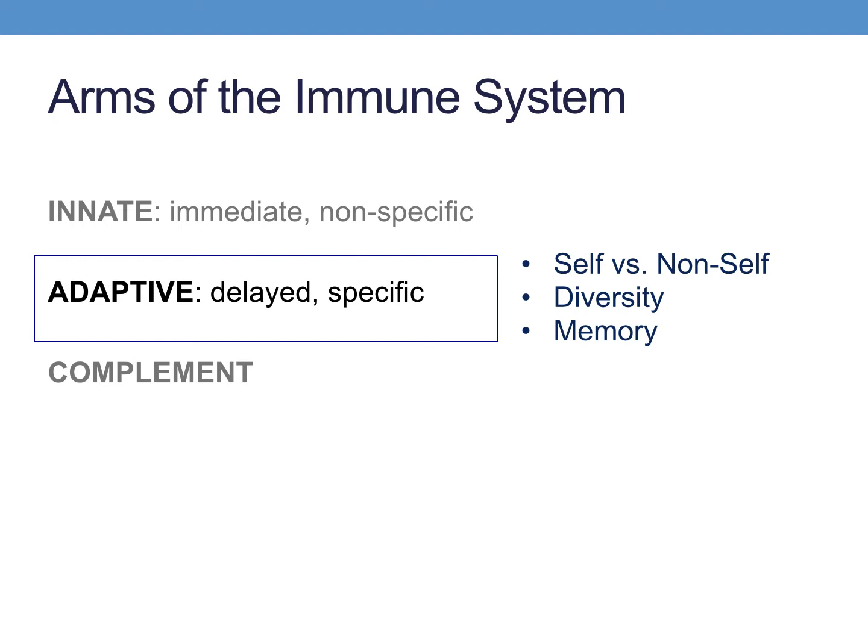The adaptive immune system, as its name suggests, is defined by its specificity and thus a delayed reaction. This is the arm of immunity that vaccines take advantage of. It has a memory and can therefore better protect from future infection by the same agents.